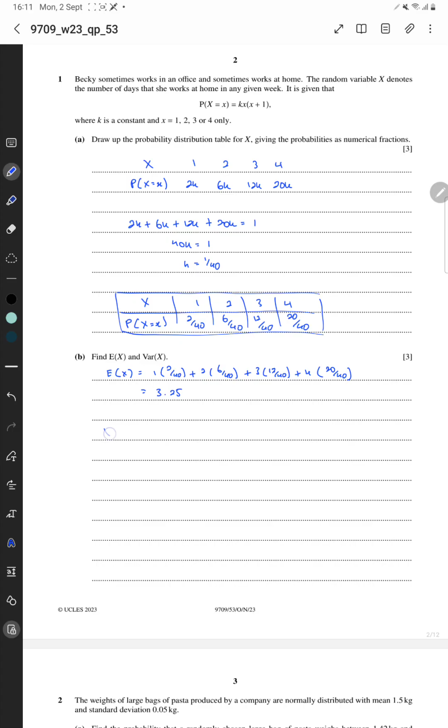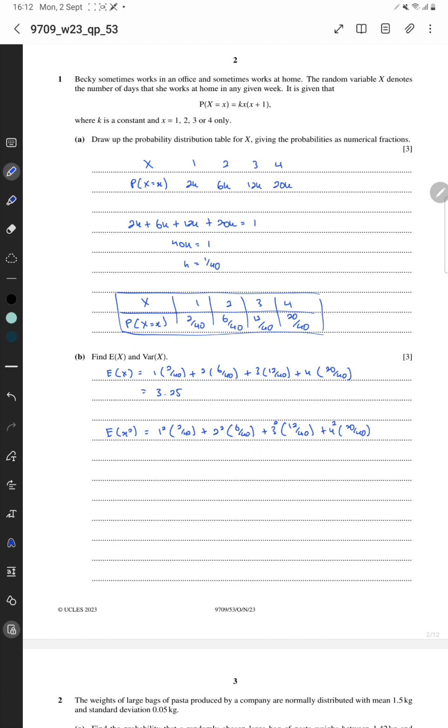Okay, now moving on to variance. The variance of X is going to be a bit longer. In order to find the variance of X, first we need to find E(X squared). E(X squared) means that we have to square the x values, but we will still have the same probabilities. 1 squared times 2 over 40, plus 2 squared times 6 over 40, plus 3 squared times 12 over 40, plus 4 squared times 20 over 40.